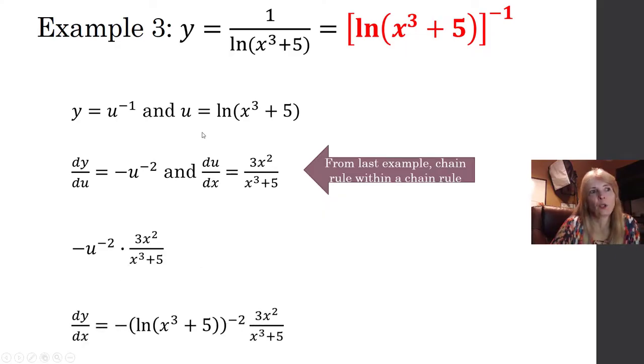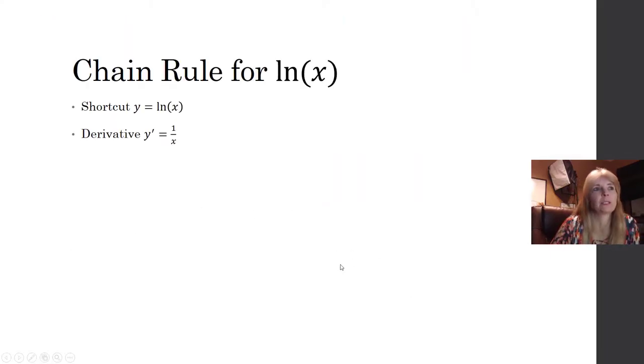So where I see u, I substitute everything back in for u. All right? So sometimes you might have multiple chain rules that you have to do in pieces. If you remember, in the last lecture I did logarithms and I said I can't really show you the proof. All I can do is tell you the derivative of ln of x is 1 over x. That's kind of a lie.